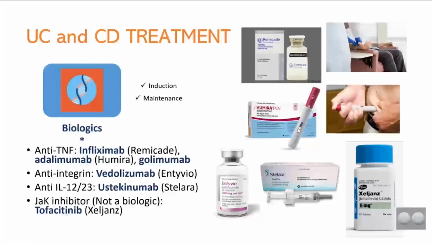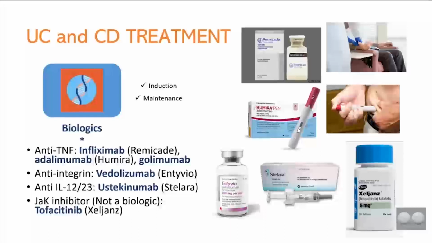And I put this slide just for the residents to be familiar with what biologics are available. So as far as anti-TNF, we have infliximab. The commercial name is Remicade, and this is an infusion. We have adalimumab or Humira, which is an injection, and of course, a lot of patients like it because they can just use it at home. An anti-integrin is Entyvio, vedolizumab, and the other one that we use is Stelara or ustekinumab. That is an anti-interleukin 12 and 23.